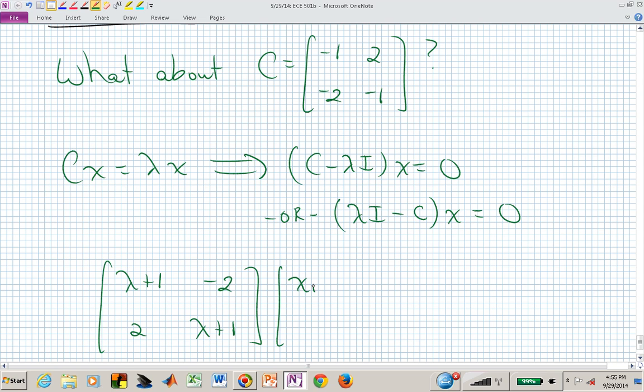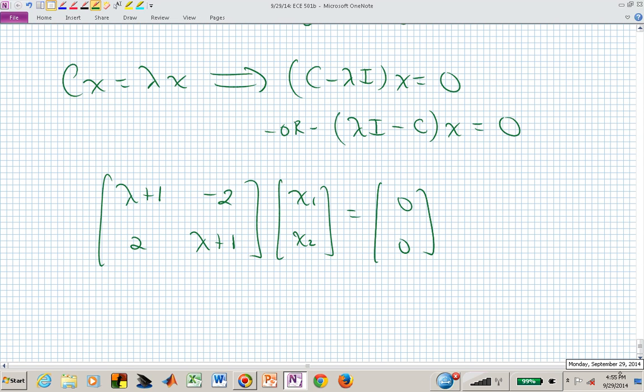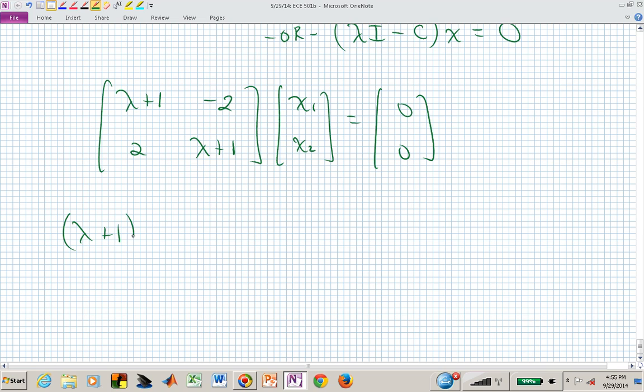I now want to investigate whether or not I have a non-trivial real vector, x sub 1 and x sub 2, that will satisfy this equation. If we do the same algebra that we've done before, we now have the quantity lambda plus 1 times x1 minus 2x sub 2 equaling 0. For the second row, we have 2x1 plus lambda plus 1 times x sub 2 equal to 0.